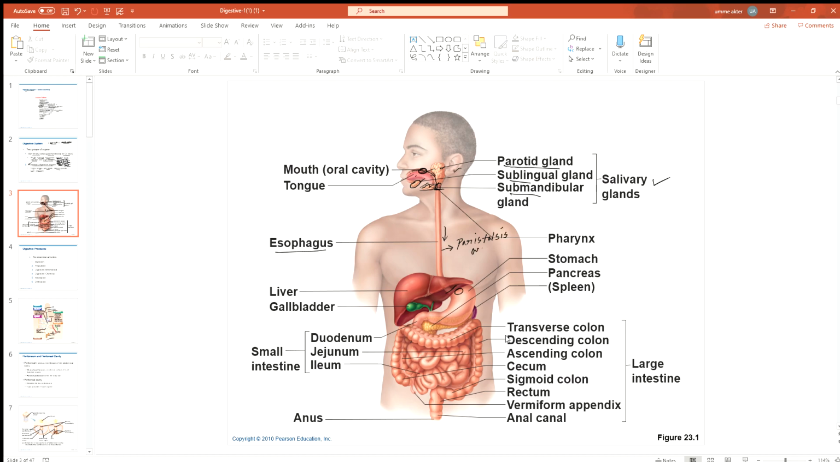Wave-like movement, waves. Okay, so waves go one after another to move the food bolus down. Also, the inner surface of the esophagus is slippery because of mucus secretion.